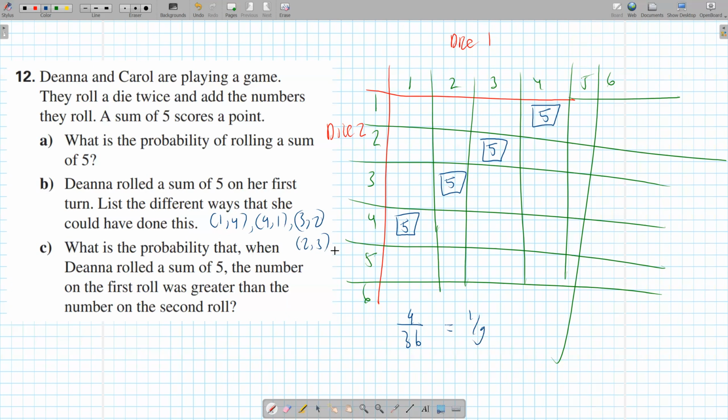Look at C. What's the probability that when she rolled a sum of 5, the number on the first roll was greater than the number on the second roll? It's basically asking for the probability, not the number of times it happens, the probability. It is 2, but that's not the probability. Probability will strictly be between 0 and 1, cannot be greater than 1 or less than 0.